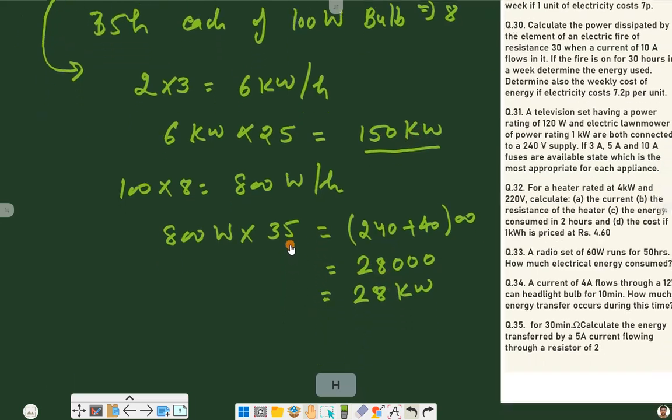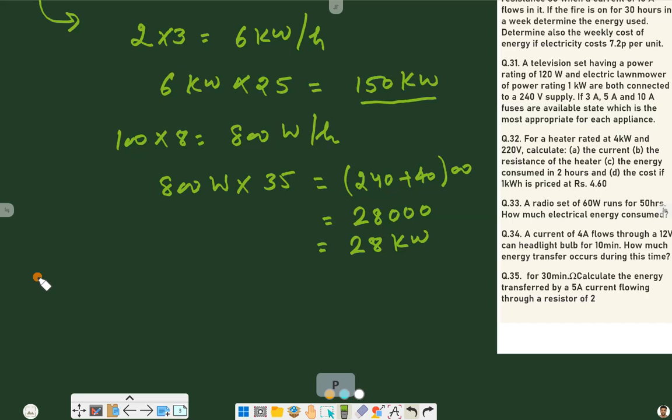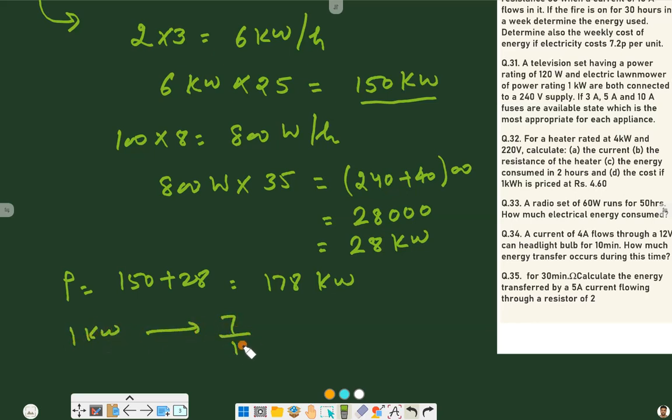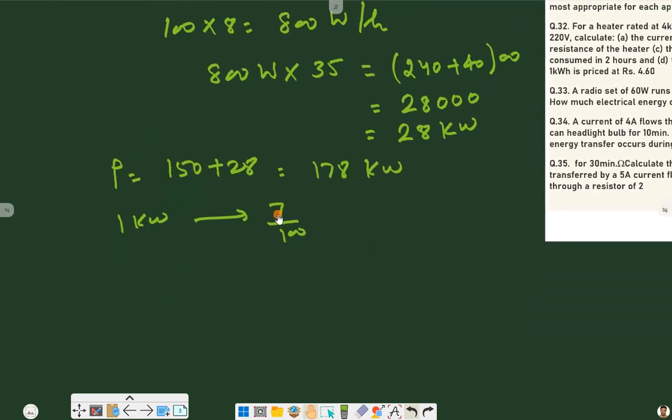So in total, our total power consumption is 150 plus 28, which is equal to 178 kilowatt. Now for 1 kilowatt the charges are 7 by 100 rupees. 7 paisa is the charge for 1 kilowatt. So for 178 kilowatt, it will be 7 by 100 into 178, and you can multiply to get the answer.